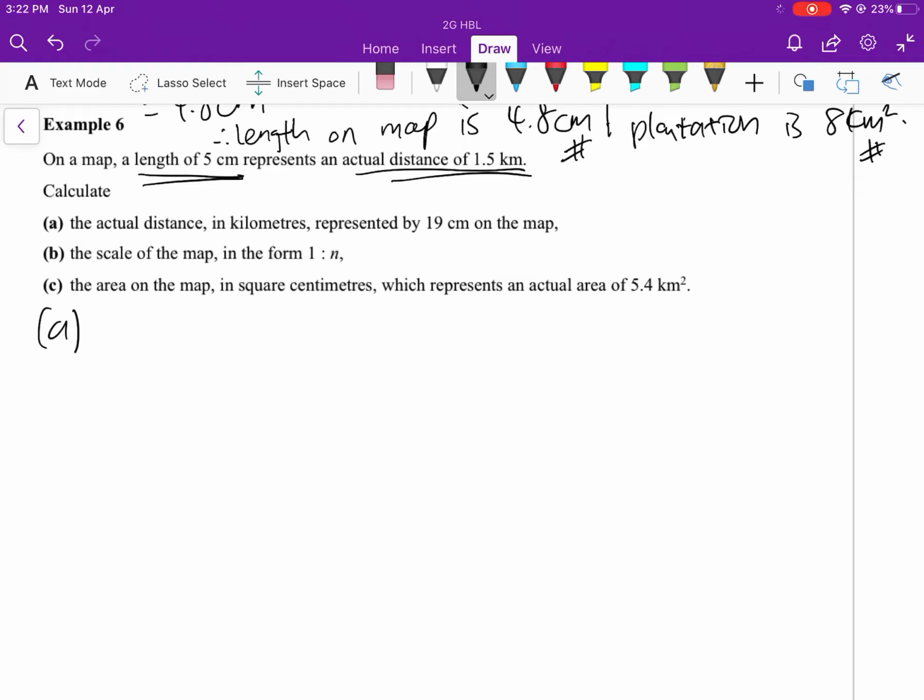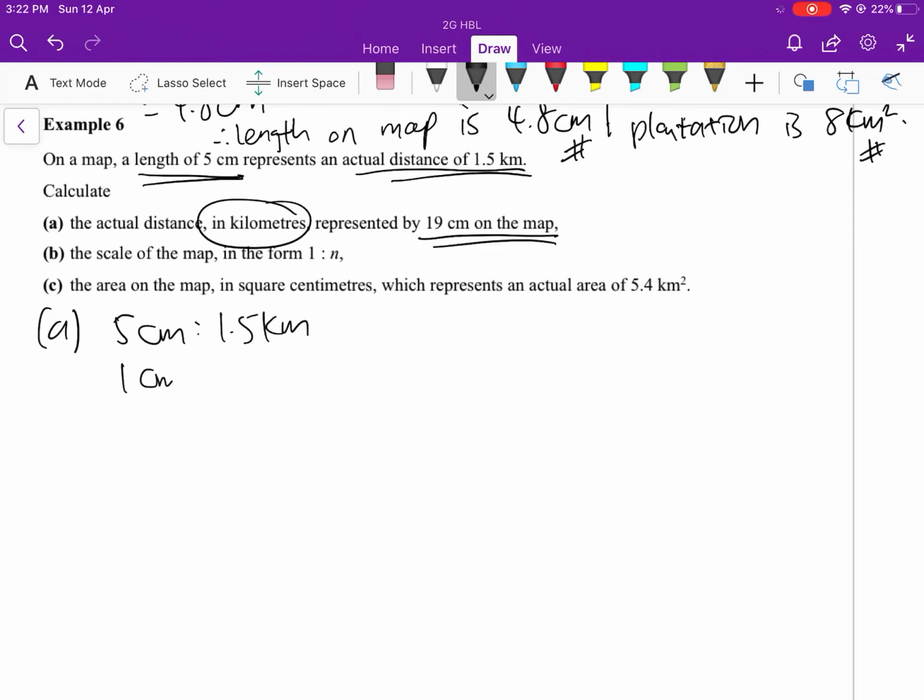To calculate the actual distance in km, I want my actual distance in km. Take note, in km. Represented by say 19 cm on the map. So you're given 19 cm. So I write down the scale of the map first. 5 cm is to 1.5 km. This is your scale given in your question. I am asking you to find 19 cm.